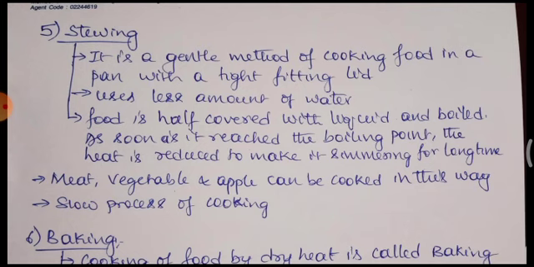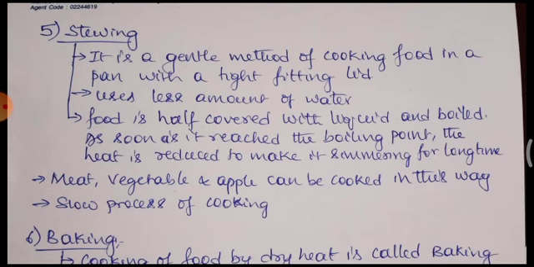Next is steaming. It is a gentle method of cooking food in a pan with a tight fitting lid. It uses very little water. So here the lid is used to cover the pan, and for this process a small amount of water is used. Food is half covered with liquid and boiled.